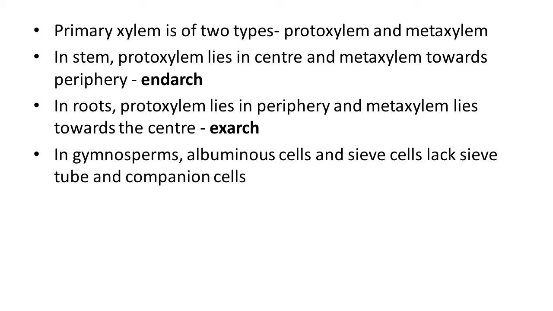In gymnosperms, albuminous cells and strasburger cells take the place of sieve tubes and companion cells, which are lacking in the structure of phloem. Phloem is responsible for transportation of food material in the plant, and it also has four types of components: sieve tube, companion cell, phloem parenchyma and phloem fiber.